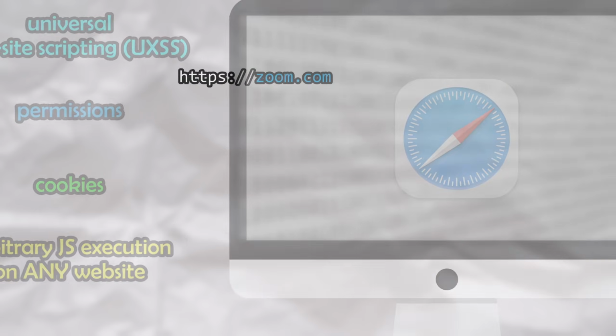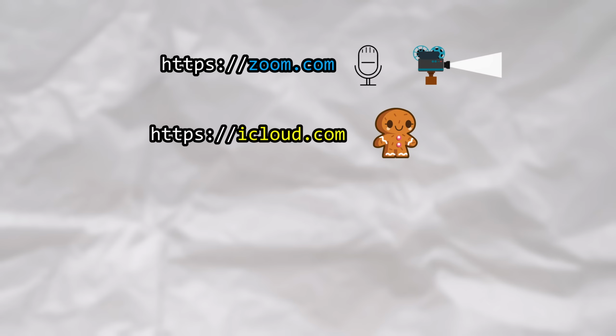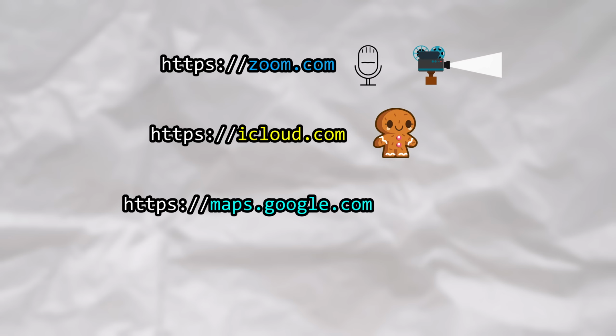For example, if you went to zoom.com and granted the camera permission, even years ago, the attacker would be able to turn on your webcam. If you went to iCloud.com and previously logged in, and your session is still active, the attacker would be able to view all of your photos. And if you went to maps.google.com and granted the location permission, again, even if this was years ago, the attacker would then be able to have access to your location.